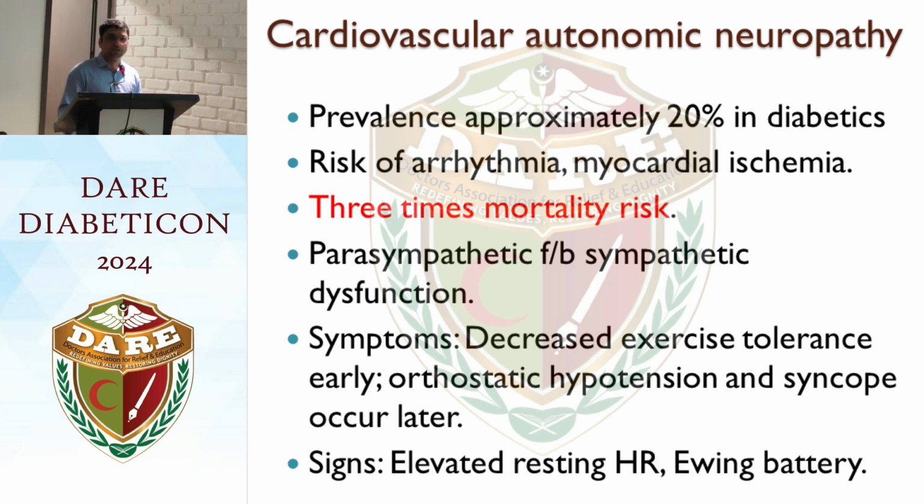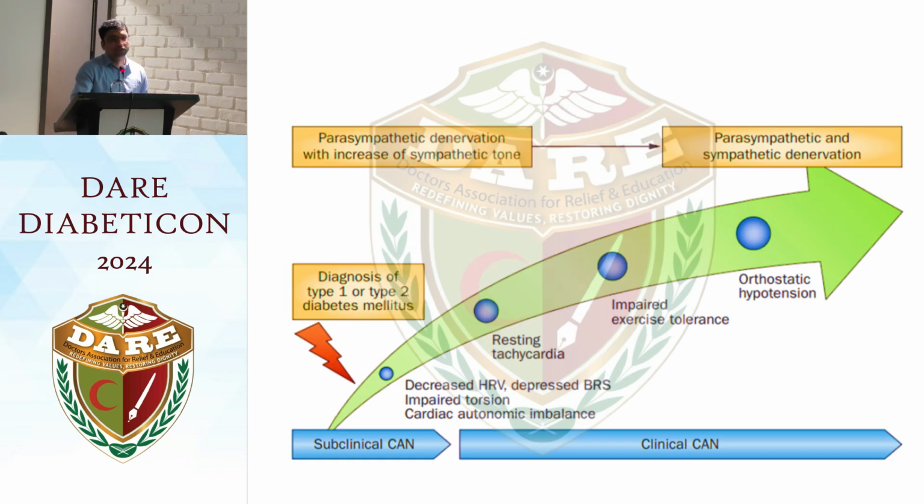If we pick at least 2 abnormal autonomic tests among those 5, we call it autonomic neuropathy involvement in the Ewing's battery. This picture shows the pre-symptomatic and symptomatic phases of autonomic involvement: resting tachycardia in the pre-symptomatic phase, and as the patient advances in autonomic involvement, there will be orthostatic hypotension.